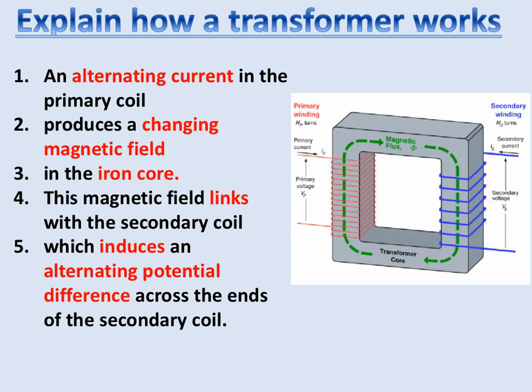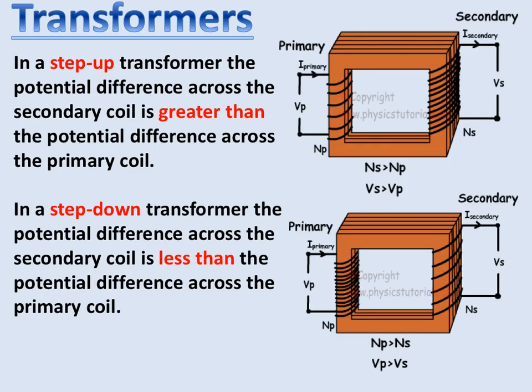There are two types of transformers that you need to know about. The first one is a step-up transformer. The step-up transformer increases the potential difference across the secondary coil. It does that by having more turns on the secondary coil. So you can see the number of turns on this side is greater than this side. Step-up transformers are used at the start of the national grid to step up the potential difference before it's transferred through the power cables. And they do that because they've got a greater number of turns on the secondary coil.